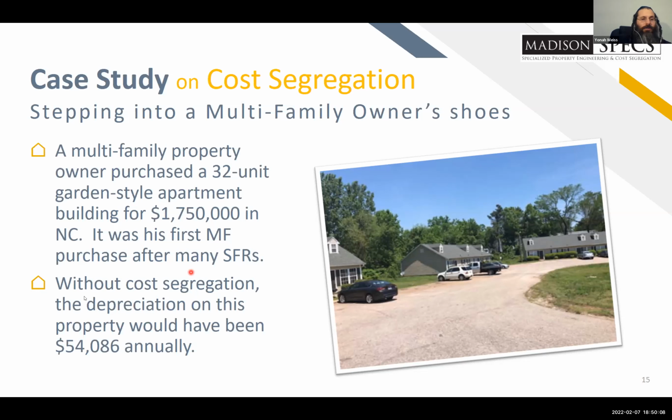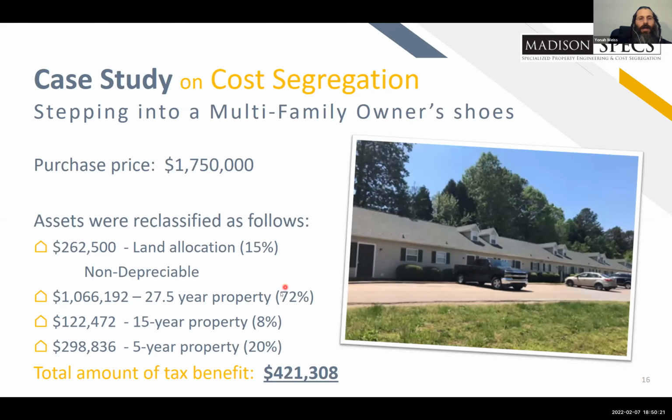So without cost segregation, he would have had $54,000 a year of depreciation. Again, that's straight line, taking off for land and then going straight forward. What we did was we reallocated everything. So we had about 15% to land, 72% to the building, and then 8% to 15-year, that's the landscaping, land improvements, et cetera. And then 20% of the total property was going to go into the personal property, 5-year property, et cetera. So at the end of the day, he had $421,000 in deductions.